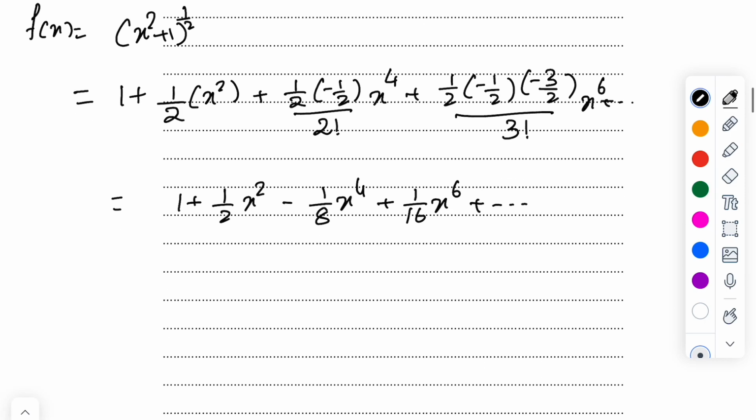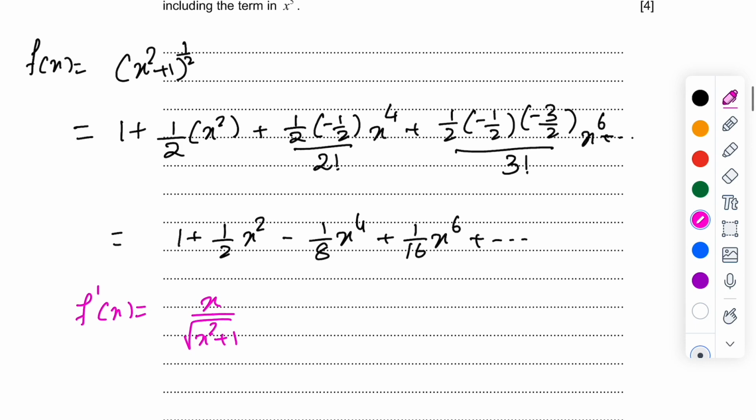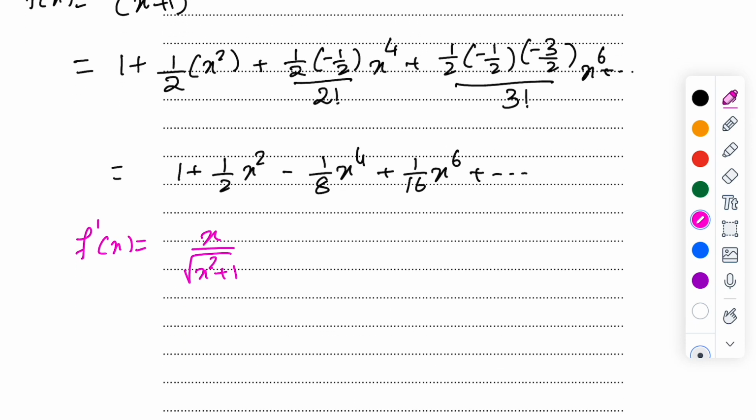Given that f prime x equals this much. So what is f prime x? f prime x equals x upon square root of x square plus 1. Find the Maclaurin series of g of x equal to this one. So f prime x has been given as x upon square root of x square plus 1. We can clearly see that its derivative is nothing but 1 upon 2 root of x square plus 1 times 2x. The 2 gets cancelled, which is the same. f prime x is given over here.